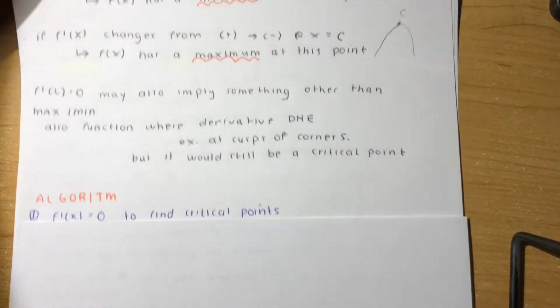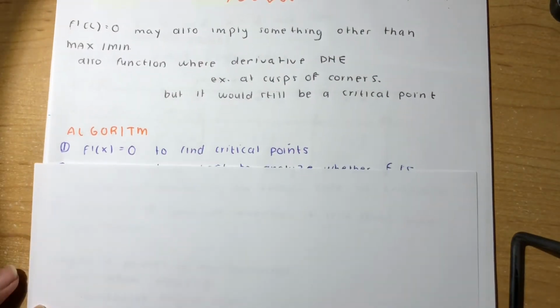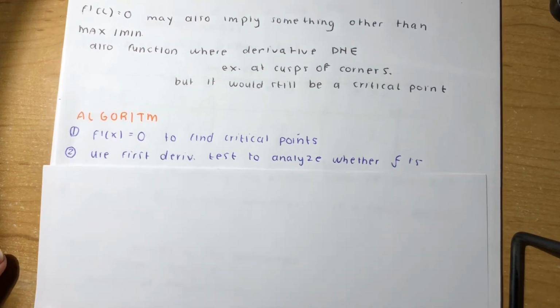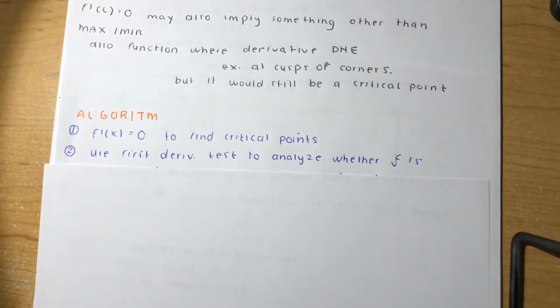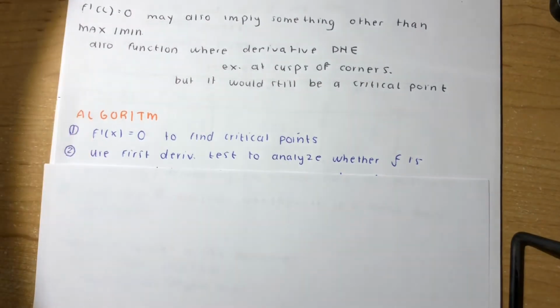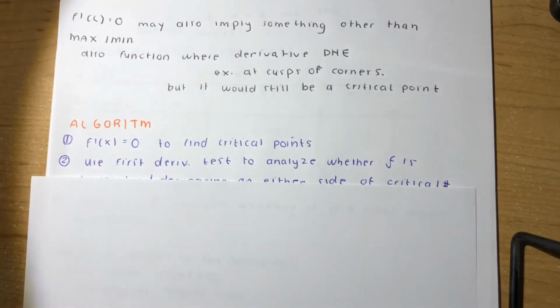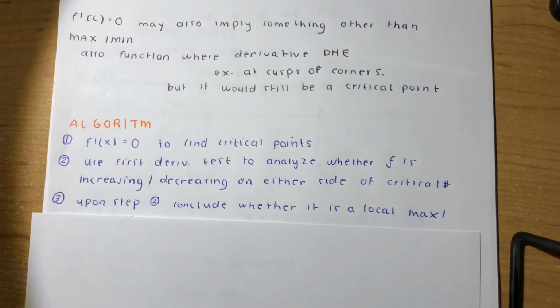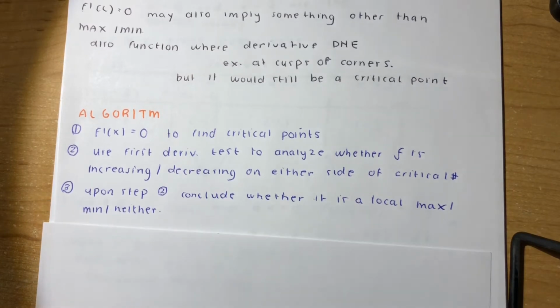So far we have an algorithm in curve sketching. We know that we can use f prime of x to find critical points. We can use our first derivative test, using the intervals like you did in finding increasing or decreasing functions. By using that first derivative test, we can determine whether f is increasing or decreasing on either side of the critical points that we find. Step 3 would be, upon step 2, we can conclude whether there's a local maximum or local minimum or neither.